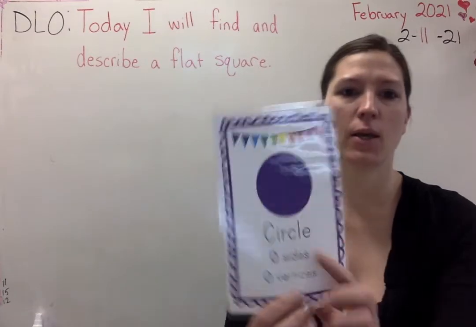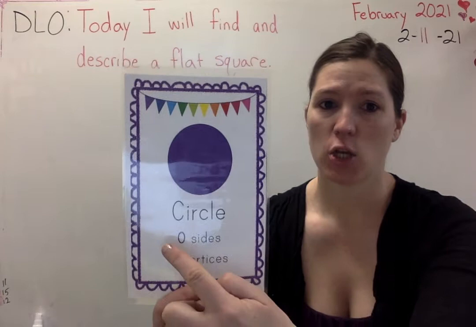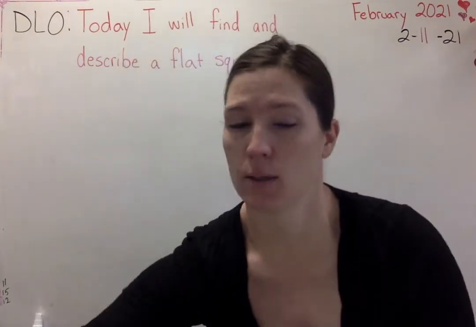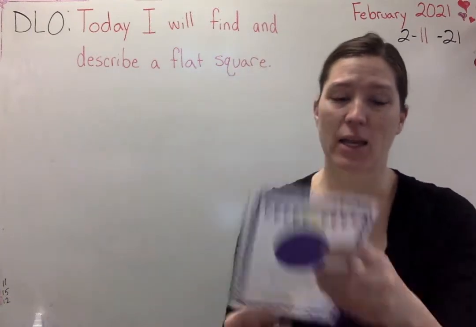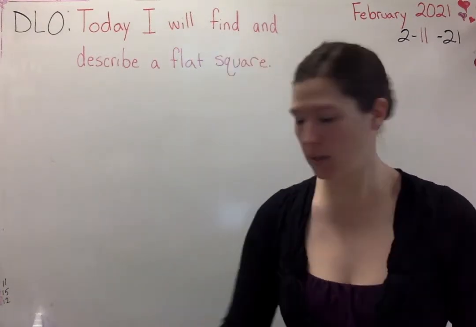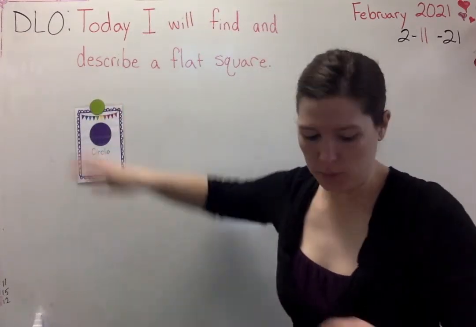All right. Do you know the name of this shape? Circle. It has no straight sides and no vertices. A side is straight and the vertices are the corners. So we've got a circle.